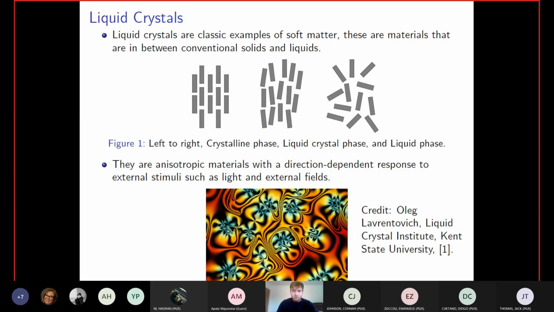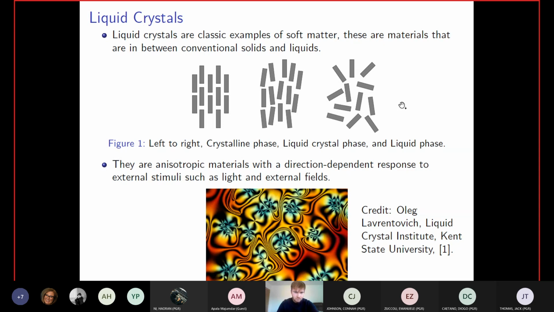So to begin with, what are liquid crystals? They're classic examples of soft matter, often referred to as the fourth phase of matter, and they're materials that are in between conventional solids and liquids. This means on the macroscopic scale, they look and flow like liquids, but on a microscopic scale, they do maintain some degree of positional ordering. In the middle here is the liquid crystal phase, and you can see it's not perfectly ordered like the solid on the left. There is some variation in positional order, but it's not completely isotropic like the liquid on the right.